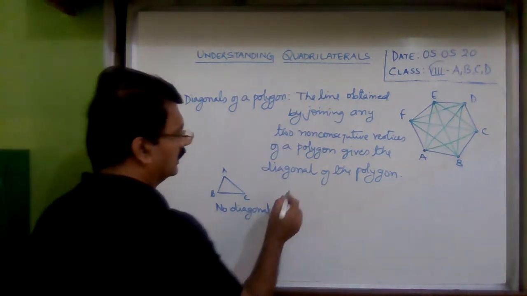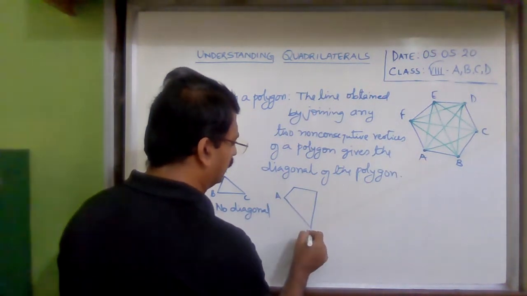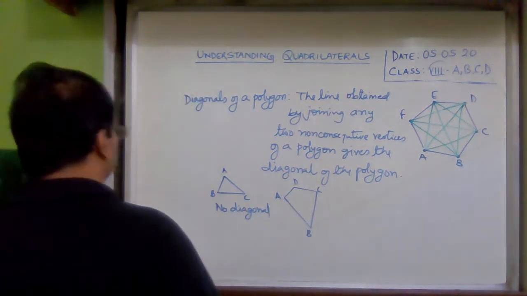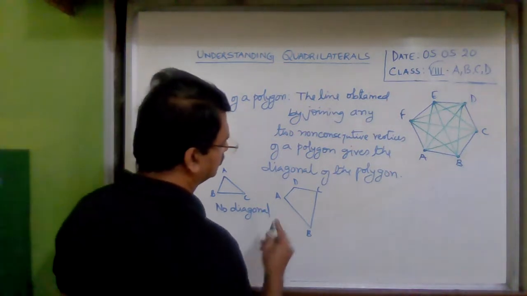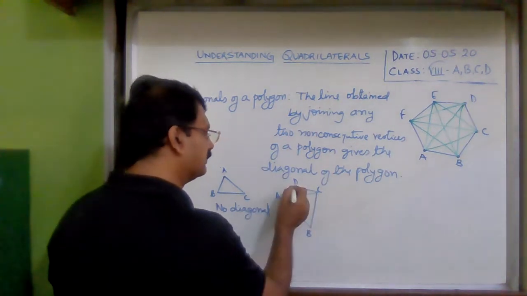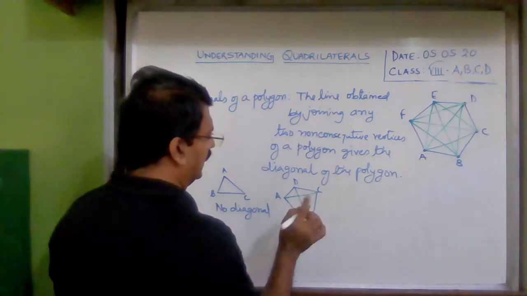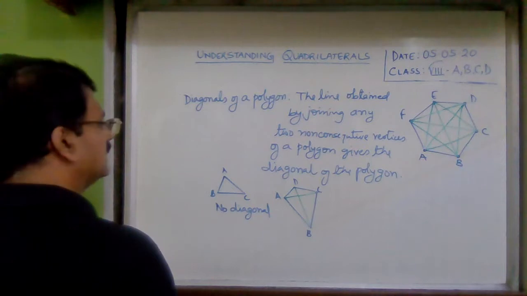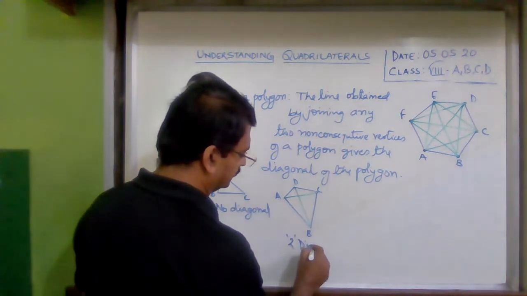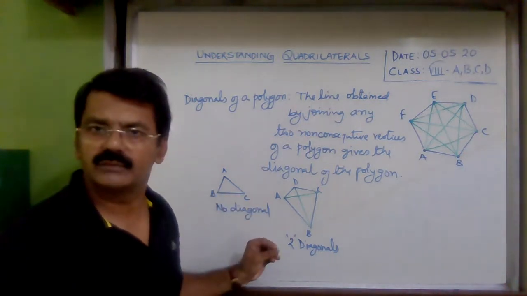Okay, now this is a quadrilateral, any quadrilateral ABCD. Now you see AB is consecutive, but AC is non-consecutive, so AC is a diagonal. AD is consecutive, BC is consecutive, but BD is non-consecutive, so another diagonal, and that's all. So how many diagonals are there? There are two diagonals.